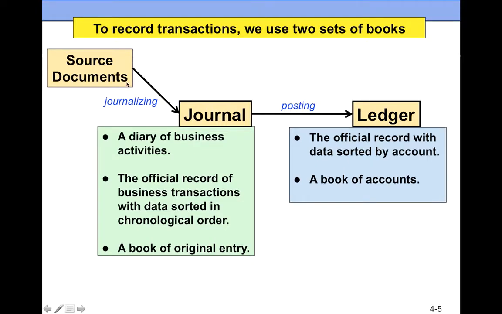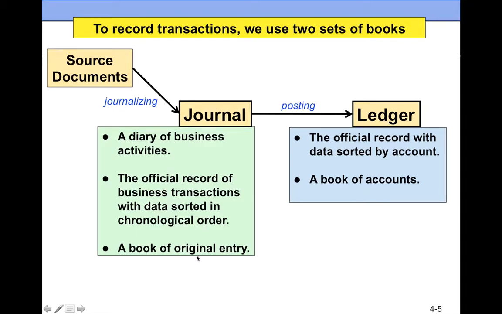And so based on the source documents, we journalize, meaning we input our transactions in the journal. And this is what the journal is. It comes from the French word jour, bonjour, which means a day. It's a diary, right? So you've heard, of course, about Wall Street Journal. So it's a diary of business activities. And I want you to think of it as a chronological diary. It's the official record of business transactions, and our data, which is transactions, are sorted in chronological, which means day-to-day order.